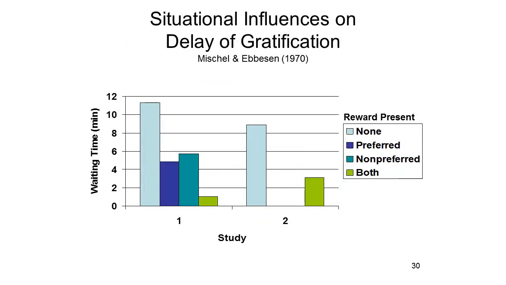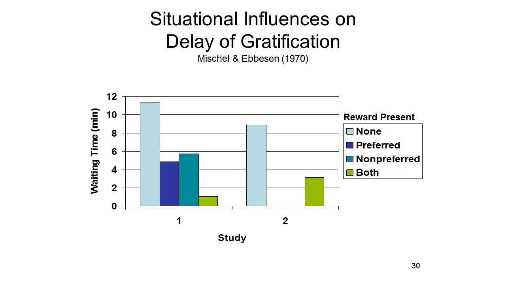We can also see the effects of overt behavior on the environment in the delay of gratification situation. But to understand this, let's take a step back and look at a situational influence on delay of gratification. This study used the reward choice paradigm that I described earlier. The children were asked which of 2 rewards, cookies or pretzels, they preferred. And then they were told that the experimenter was going to go away for a while, actually about 15 minutes. If they waited for the experimenter to return, they'd receive their preferred reward, but if they could not wait, they would receive their non-preferred reward.